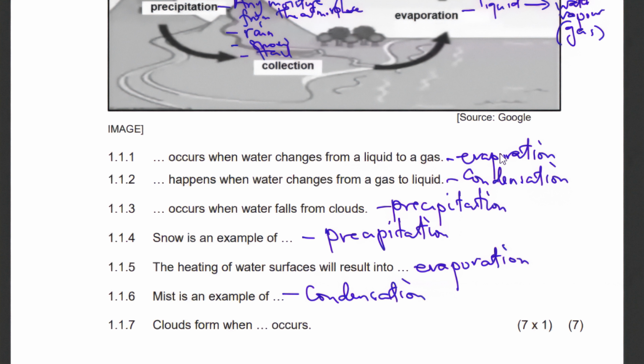So it's condensation. Right. Then number 1.17, clouds form when dash occurs. It's again condensation. When condensation occurs, we tend to find clouds forming. Right. Then let's go on to the next part.